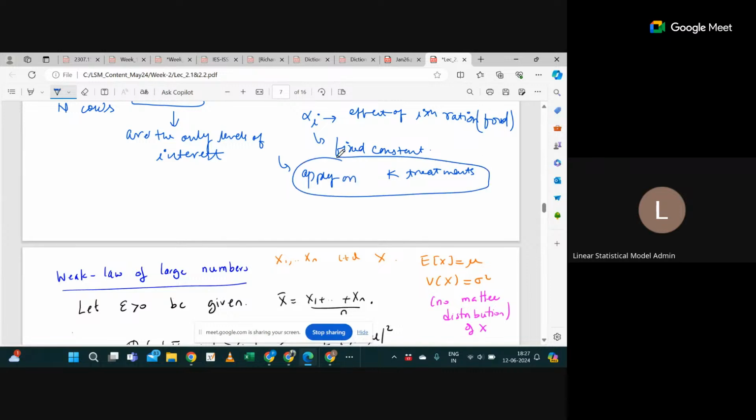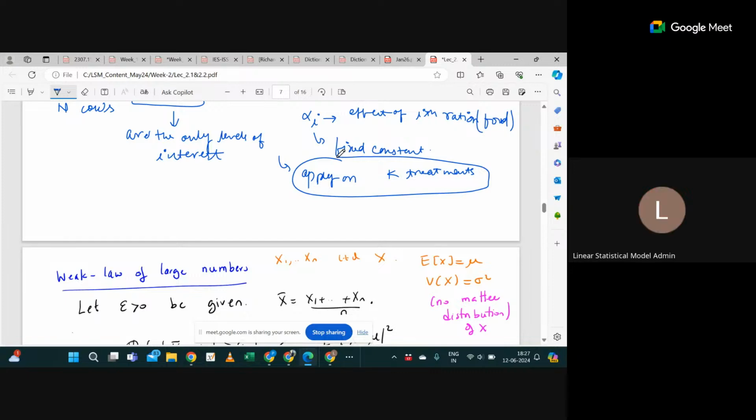Are you getting my point? These k treatments you took are the only levels of interest. For example, suppose you took a fixed type of cow, this breed, then only these kinds of treatments will be applicable. Now only these 10 treatments will be applicable. This is the fixed effect. Are you getting it now?